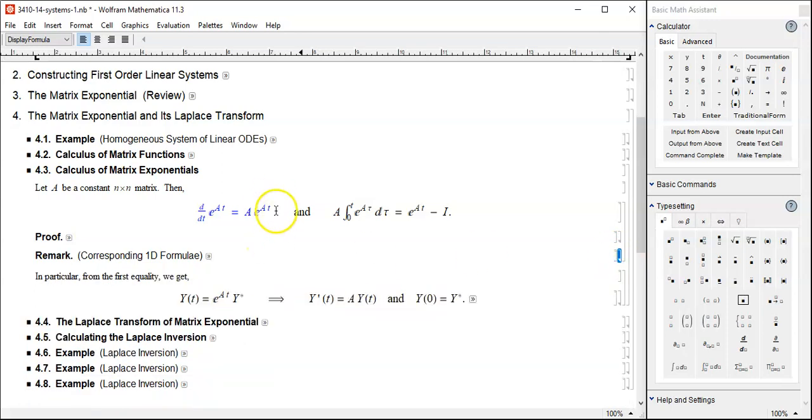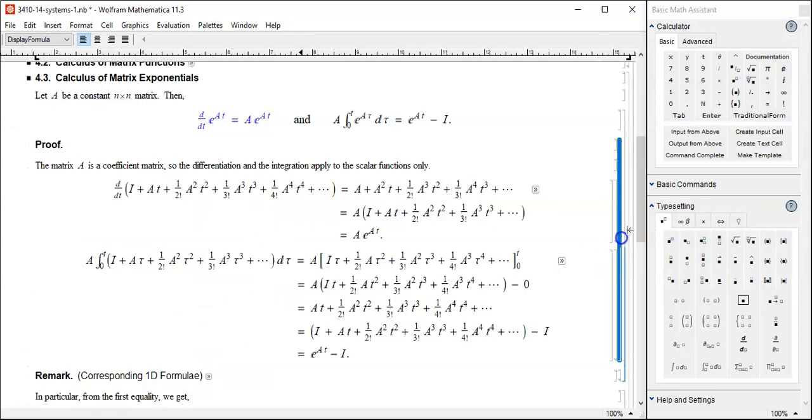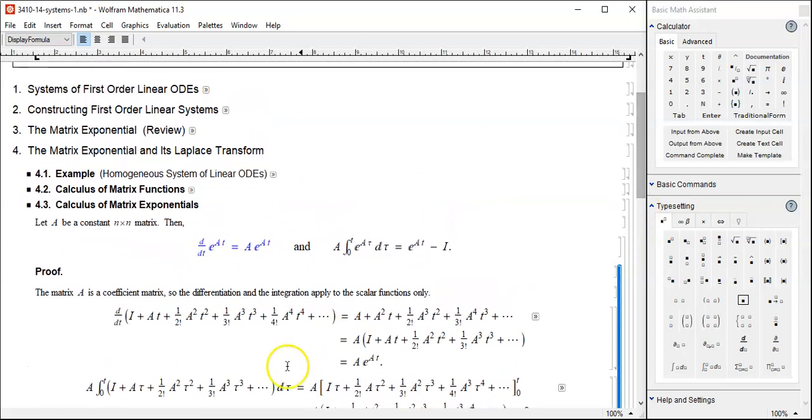Okay, let's go ahead and prove the first formula here. Alright, here's the proof. We have the Taylor-Maclaurin series expansion of e to the at, and simply take the derivative term by term. I is going to be gone. At is going to become just a. And this t squared, it'll come out, and we have 2 over 2 factorial.